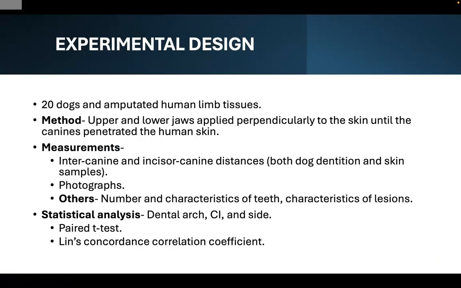They collected 20 dogs from veterinary necropsies that differed in size, breed, and cephalic index, as well as amputated human limbs from orthopedic and vascular surgery departments. To create these bite marks, they applied the upper and lower jaws perpendicularly to the skin until the canines penetrated it. Like previously stated, the pressure was not measured nor consistent. They took the inner canine and incisor to canine measurements in both the dog's dentition and the skin samples. It's also noteworthy to add that they were measured 3 times and the average of them was calculated.